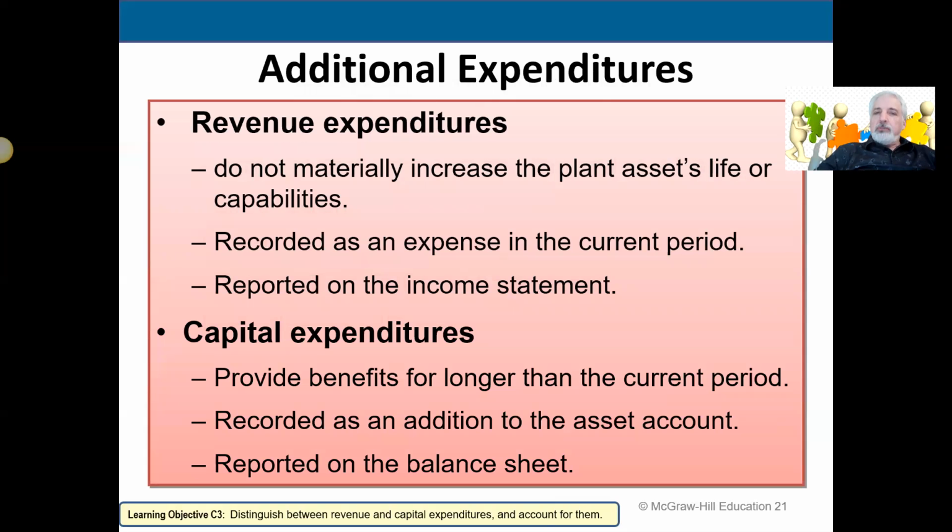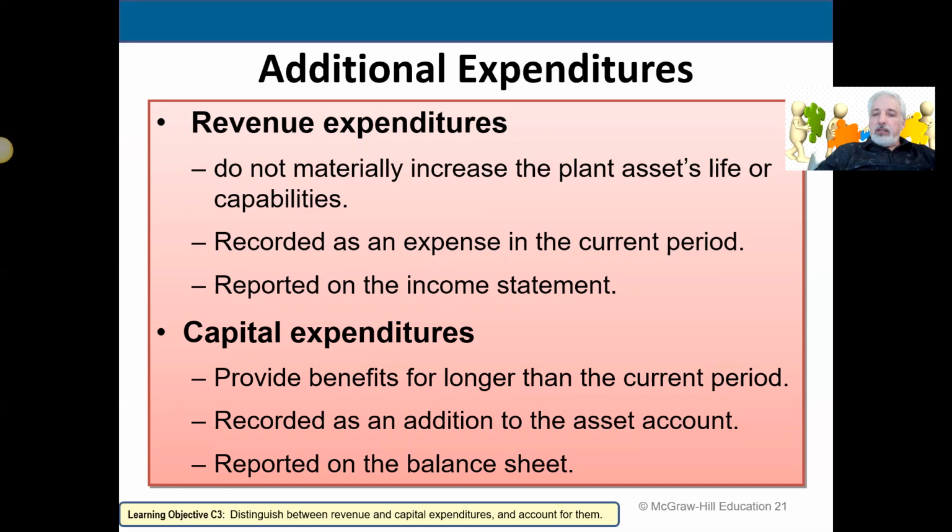Then there's 2 kinds of expenditures, revenue expenditures and capital expenditures. Remember we talked about those oil changes? Well, an oil change is a revenue expenditure. It doesn't add much to the life of the asset, although obviously it'll prolong the engine. But you expense it in the current period. I did an oil change. Great, it's an expense. I'm done.